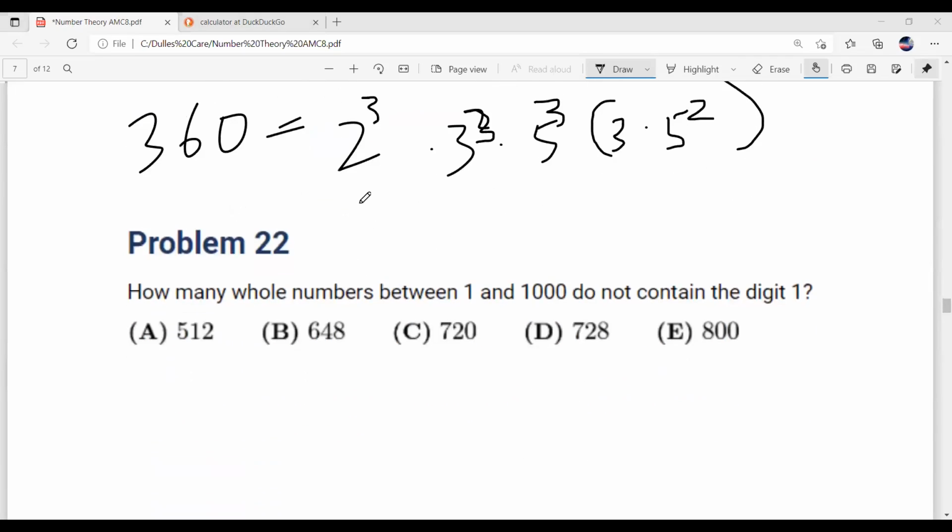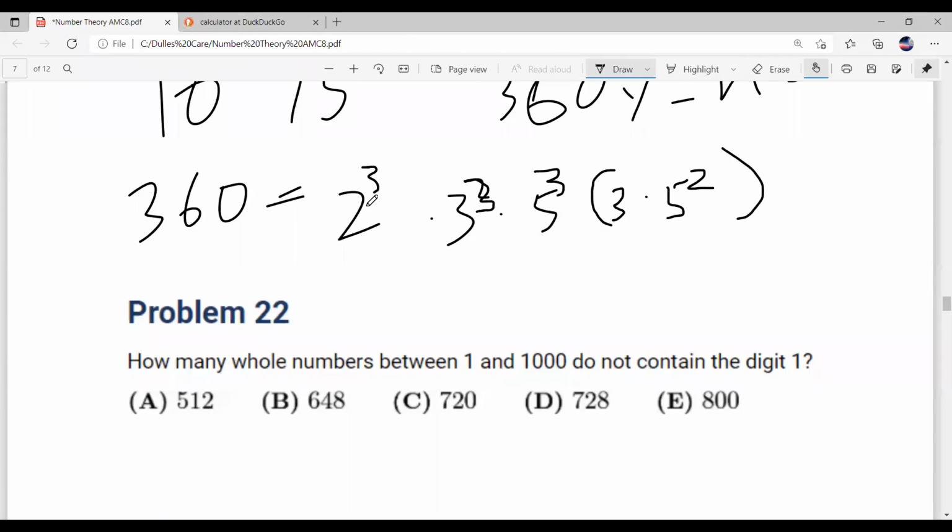So one last problem of the day before we end. Problem 22: how many whole numbers between 1 and 1000 do not contain the digit 1? All right, so problem 22 is kind of a combination of a combinatorics and a number theory problem. So what we do is we consider all the numbers between 1 and 1000 that do contain the digit 1, and then we subtract those numbers. So how do you define a number to have 1?